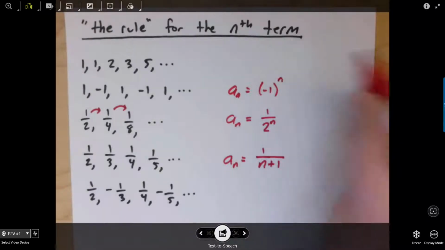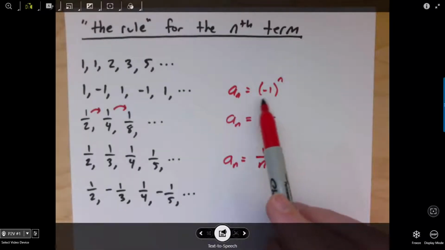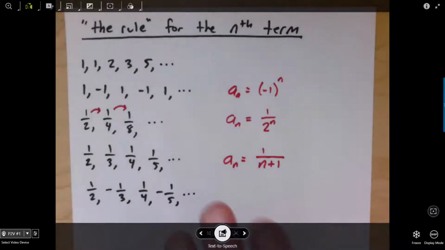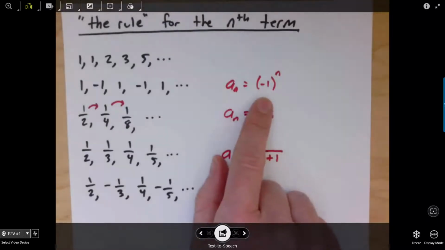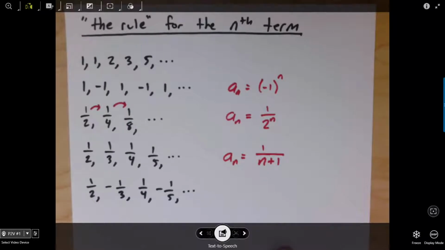So let's see, this is another case where we have to think, am I off by 1? So I know that if I have -1 and I raise it to a power, it's going to be -1 times itself a certain number of times, so I think that should give me the flip-flop. But is this actually going to work? Think about it for a second. Think about if you're going to plug in a value.